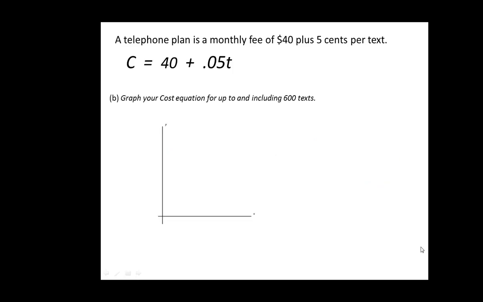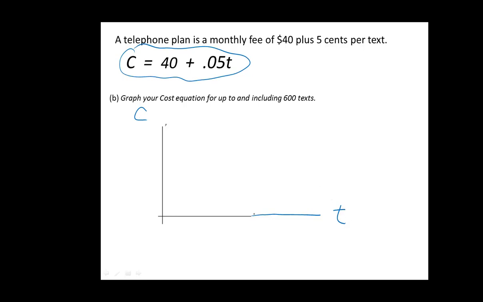Here's part B. They ask us to graph the cost equation, and here is our cost equation, which we figured out last time. There's really quite a few ways to think about graphing it. Although this graph says XY, this is really going to be C on our vertical axis, and on our horizontal axis, which I might want to make a little bit longer, this is going to be T for the number of texts. This is our independent variable as text, and the dependent variable as cost.